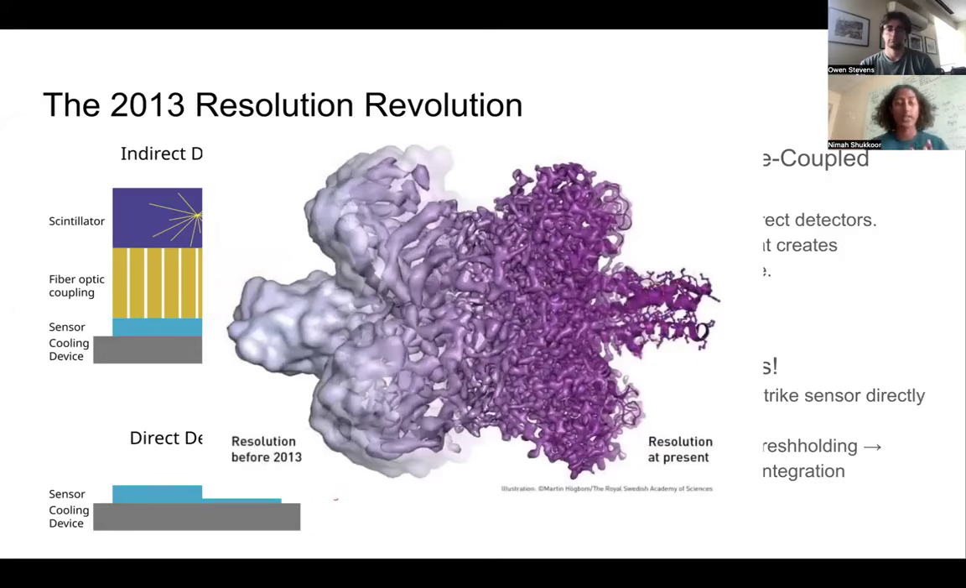And this is what led to, as you can see in the past, these more general shapes of proteins to a more specific image of what they look like.